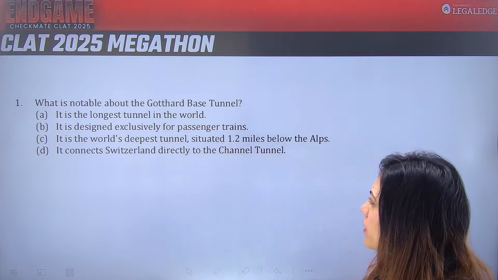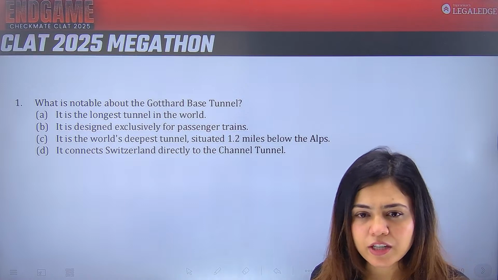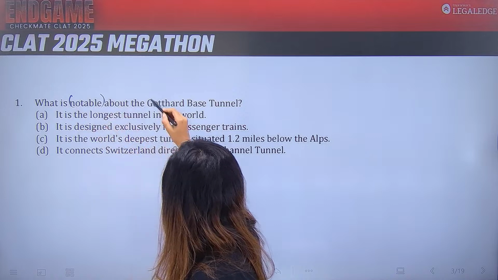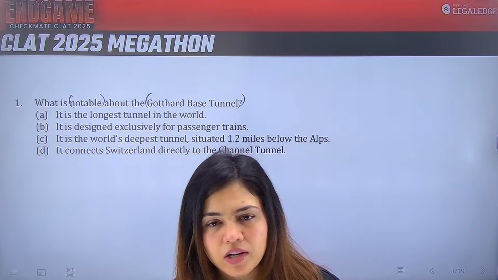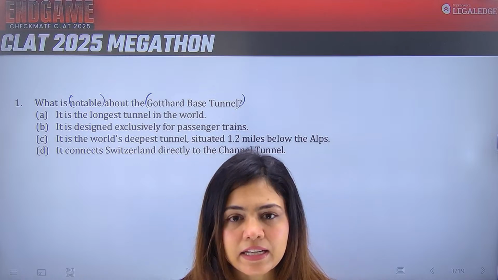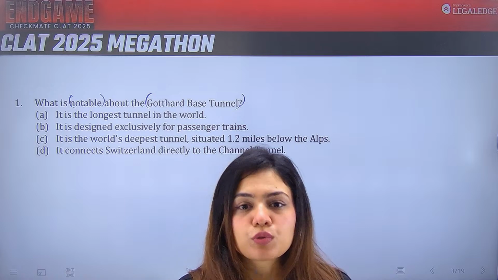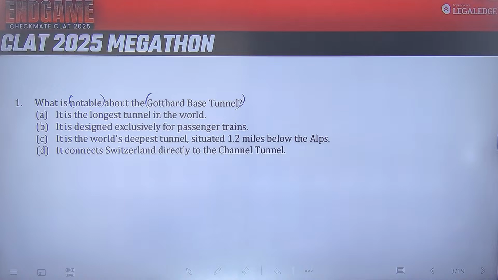अब यहाँ पे देखो: what is notable about the Gotthard Base Tunnel. That means there are two keywords here. One is what is notable, another one is Gotthard Base Tunnel. So wherever I see the words Gotthard Base Tunnel, I'll be highlighting it in the passage because that's going to take me directly to the answer. Okay? It saves you a lot of time. Please see the question carefully.